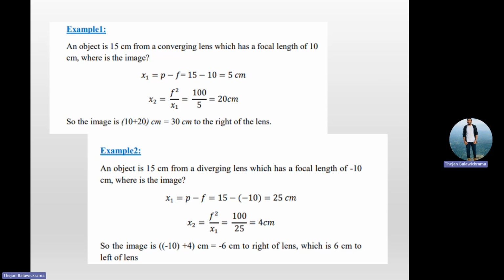But this thing you should keep in mind. This is using Newton's lens formula. I will be telling you to find this using Newton's lens formula, and the normal lens formula. So these are from Newton's lens formula. So try 1 and 2.